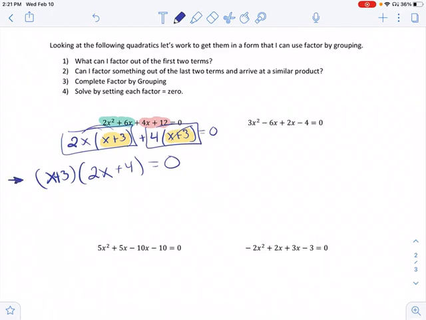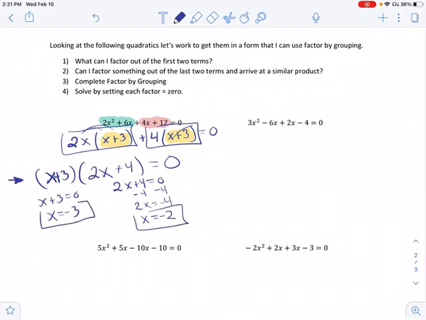This is perfect because everything is factored. So I have two things being multiplied together to equal 0. I just set each equal to 0, and then I solve from there. So here I'm going to divide both sides by 2, and I end up with these answers. So those are my solutions to that initial statement that we had here.